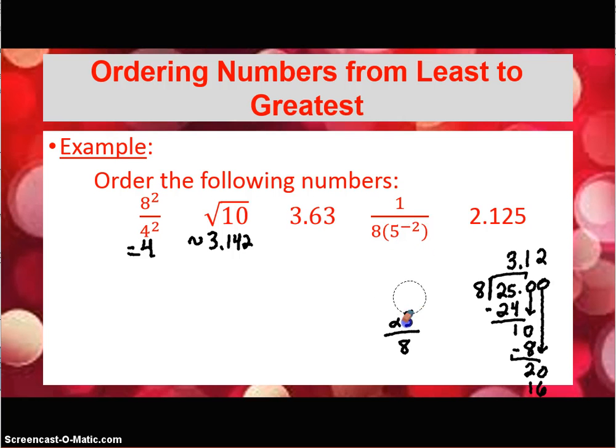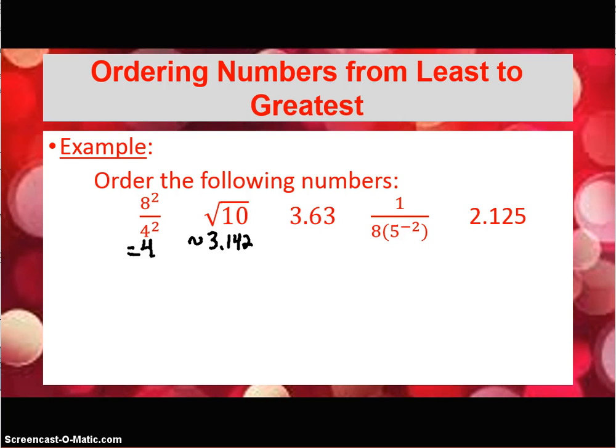Now we know the decimal equivalents for each of our 5 numbers. This is about 3.125, this is about 4, and this is about 3.142. We also know these values as well. We are now finished with step 1. We've converted them all to decimals.